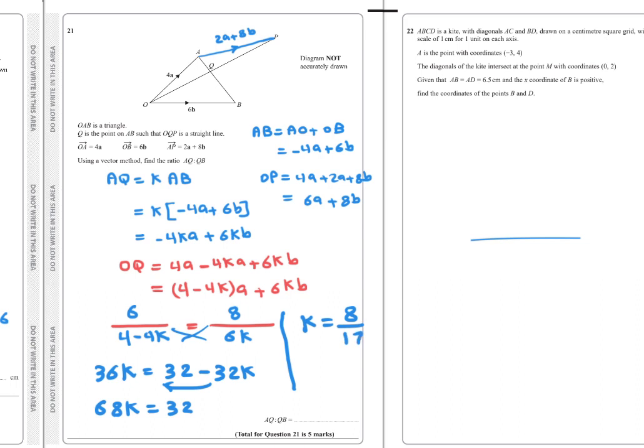So this means AQ equals 8 over 17 AB. This means AQ is 8 parts and AB is 17 parts. So to find QB in parts, 17 minus 8 equals 9. So the ratio between them is 8 to 9.